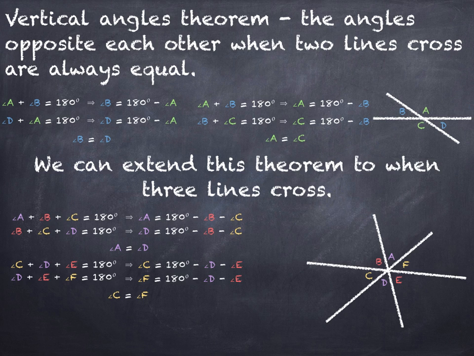We'll do the same thing with angle E plus angle F plus angle A equaling 180 degrees, and seeing that angle E equals 180 degrees minus angle A minus angle F. And lastly, angle F plus angle A plus angle B equals 180 degrees. And we can rearrange it so that angle B equals 180 degrees minus angle A minus angle F. And as a result, showing that angle B equals angle E.